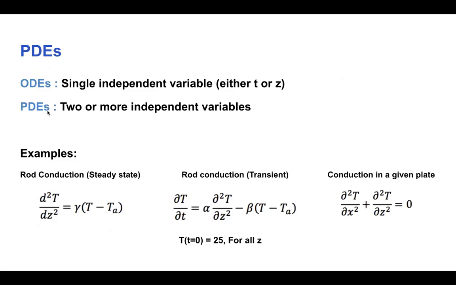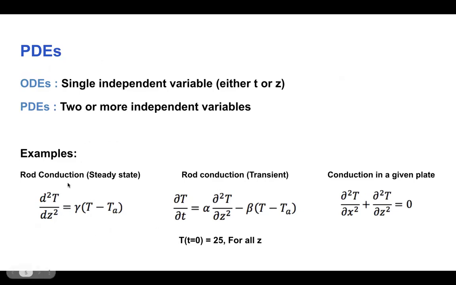Another thing is PDEs. PDEs have two or more independent variables. For example, whatever we saw here, the concentration of A is a function of both time and radius. So there are two independent variables here, the time and the radius, and hence it is called a partial differential equation. There are some examples given here. Please try to see if you can differentiate between ODE and PDE.